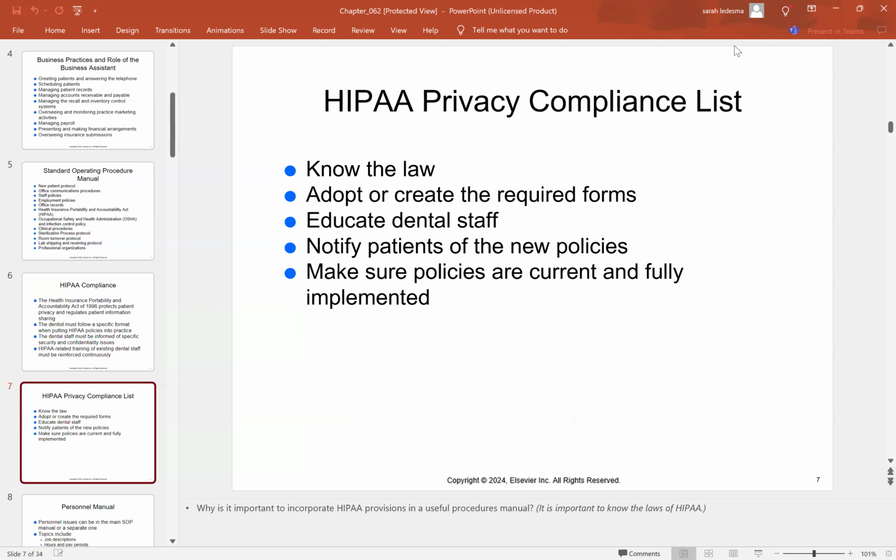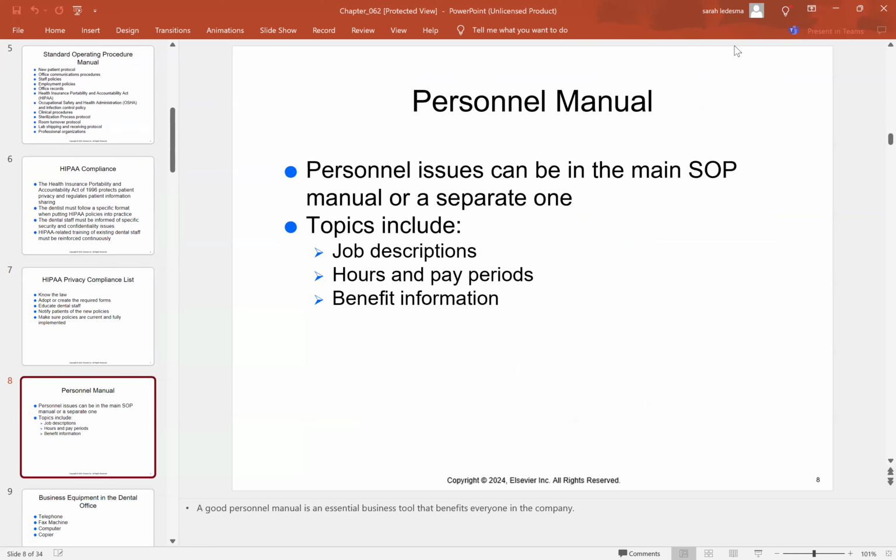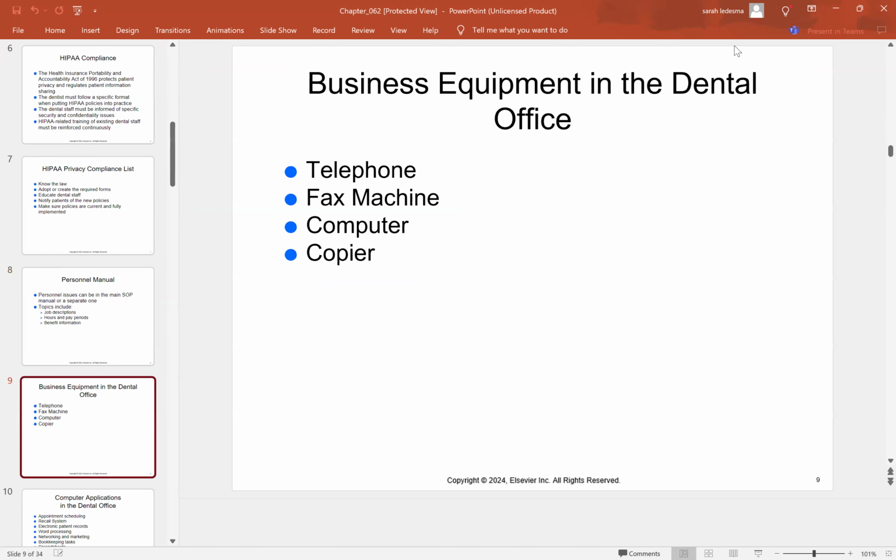We want to know the law, adopt or create the required forms, educate dental staff, notify patients of the new policies, and make sure policies are current and fully implemented. Personnel issues can be in the main SOP manual or in a separate one. Topics would include job descriptions, hours and pay periods, and benefit information.